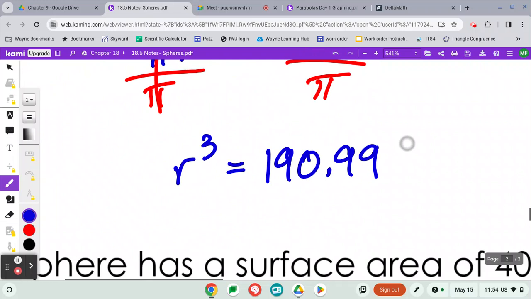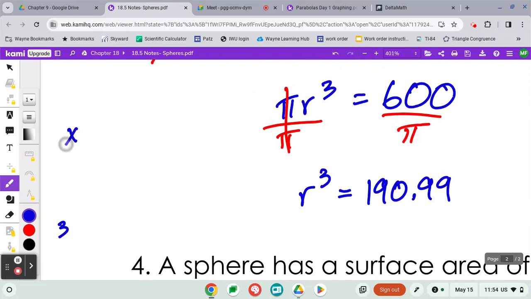Now, here's the last step to solve for r, and this is probably the most challenging step. We have not dealt with this before. How do I get rid of something raised to the third? How do I undo that? Do we know? And if you're not sure, think for a second. What if I had x squared equals like 36? What do I do? Square root. I don't have squared, I have cubed. So we call it cube root.